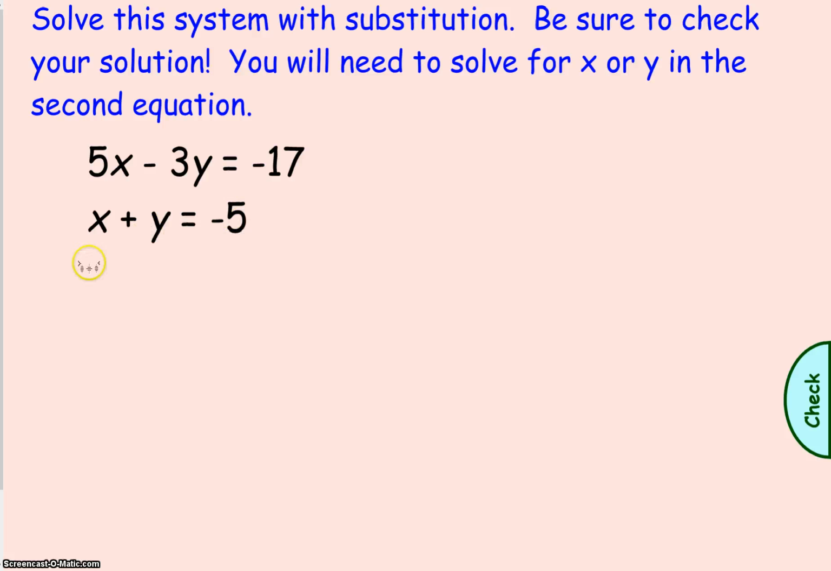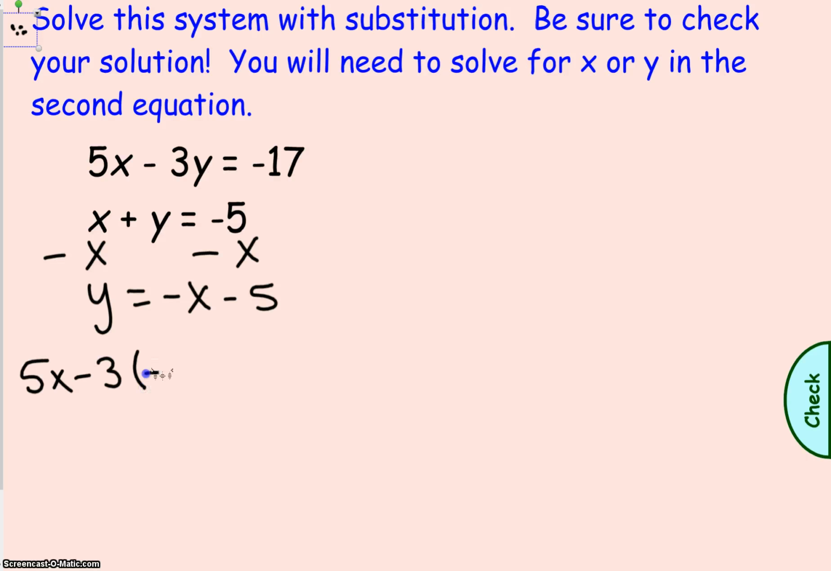I'm going to go ahead and just move my x, minus x, minus x. So it's y equals negative x minus 5. But now that I have a y equals, I know that I can plug this in for that y. So 5x minus 3 times negative x minus 5 equals negative 17.